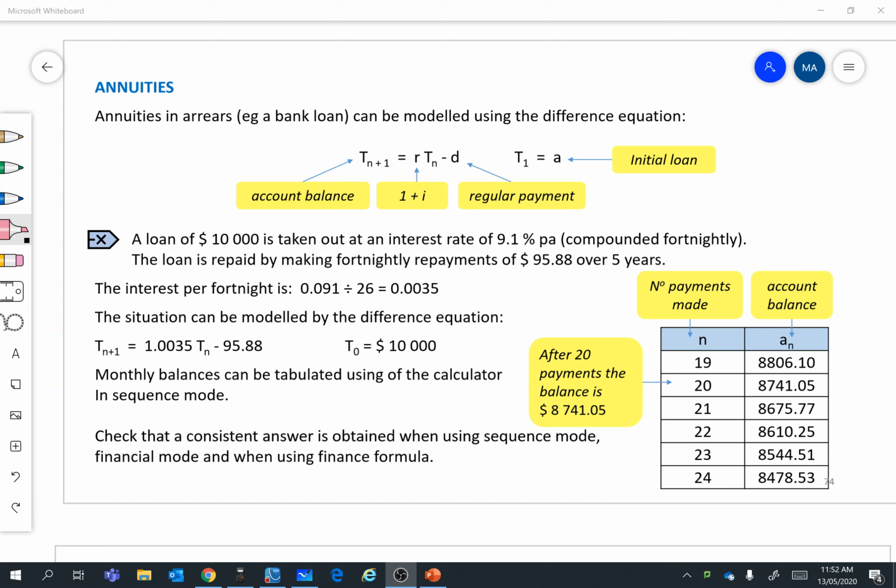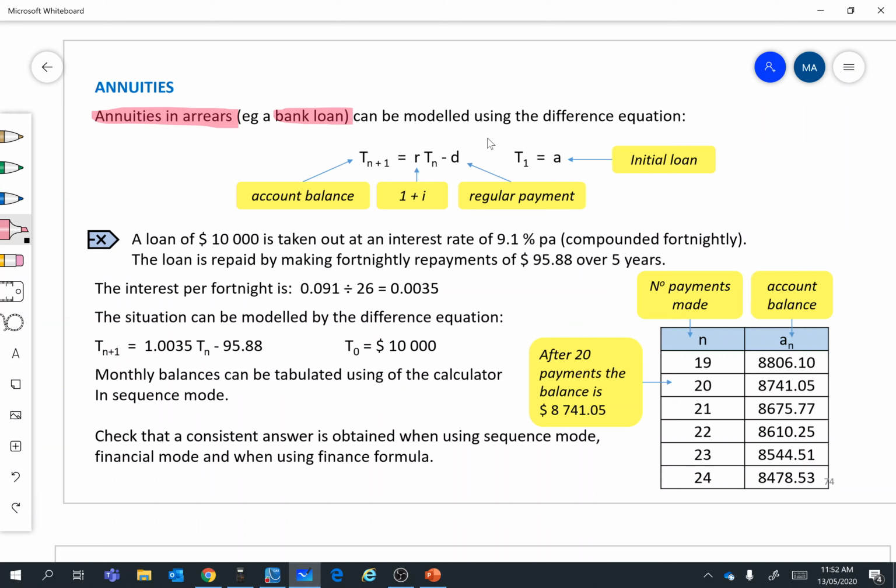Hi General Math students. In this video we're going to use difference equations to model annuities. In particular, this video focuses on annuities in arrears. There's lots of different financial situations that can be modeled using annuities in arrears. The one we're going to focus on in this video is a bank loan, which is probably the most common type of annuity in arrears that you'll see.